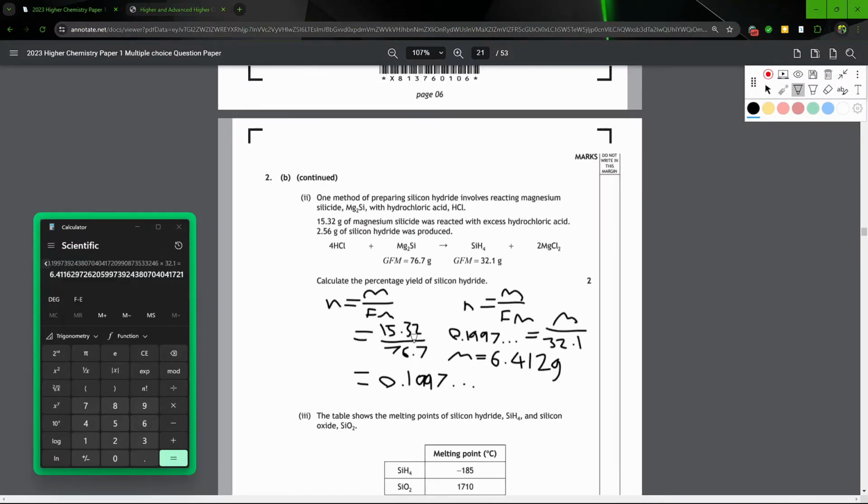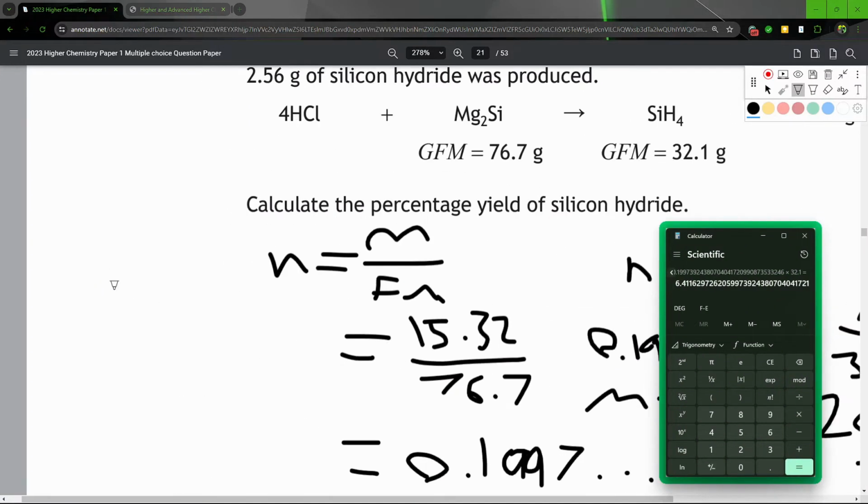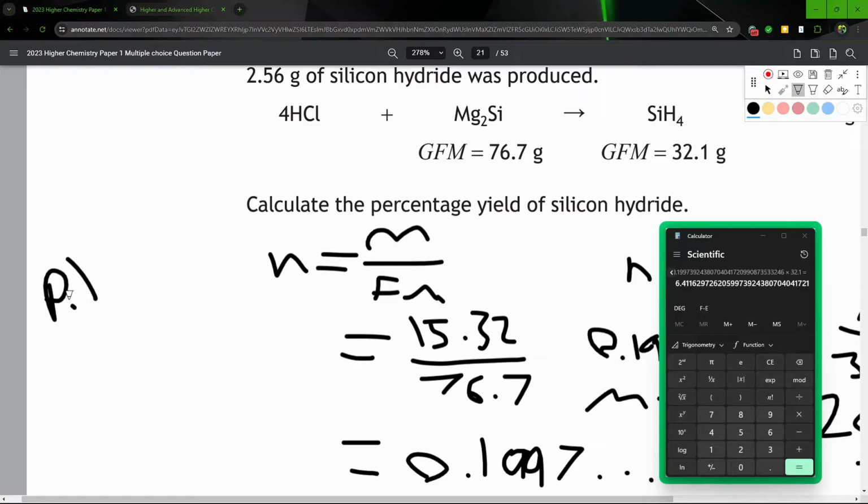So we figured out the theoretical yield, but we actually need to calculate the percentage yield. So how are we going to do that? Well, we're going to go over here. I'm going to say percentage yield is, we'll just say Y percentage. And then we're going to have actual yield. I'm just going to say actual because I'm running out of room. And then theoretical yield, theo, and then it's times by 100.